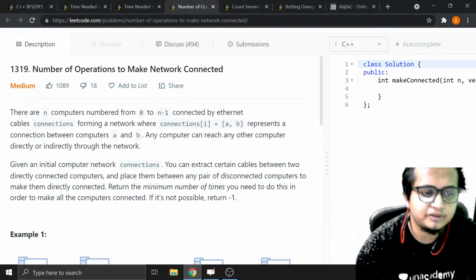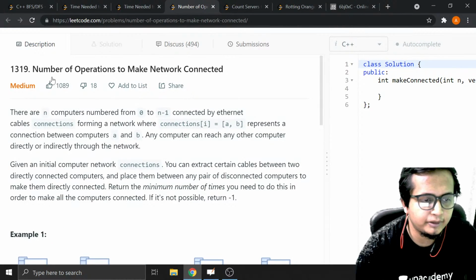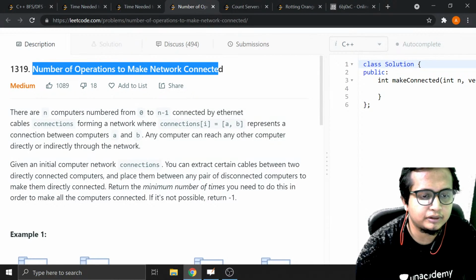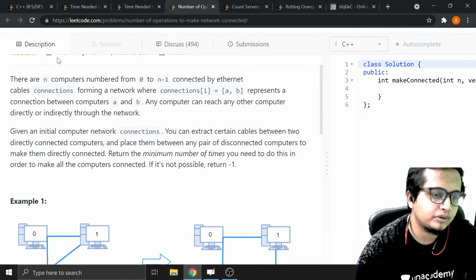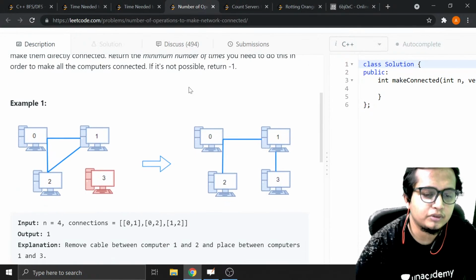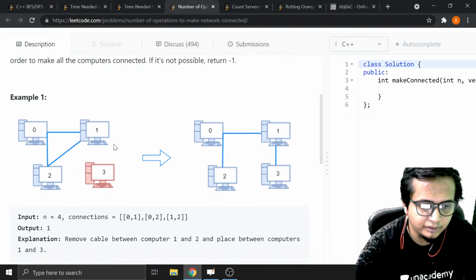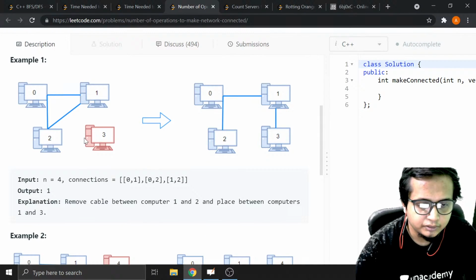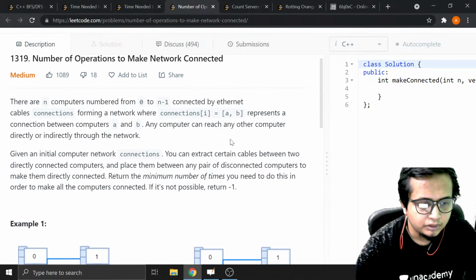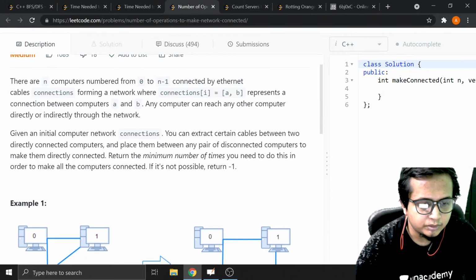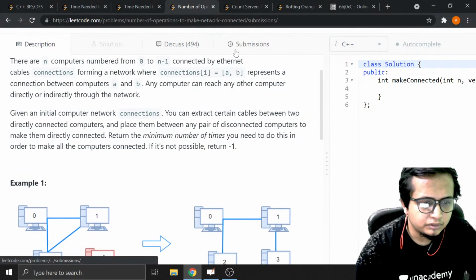So this is also an easy problem that I think you guys should be able to do. Here, these are problems that you can obviously Google and submit the code on LeetCode. There are n computers numbered from, and as far as I can see, the answer is one over here. So it's a basic question.